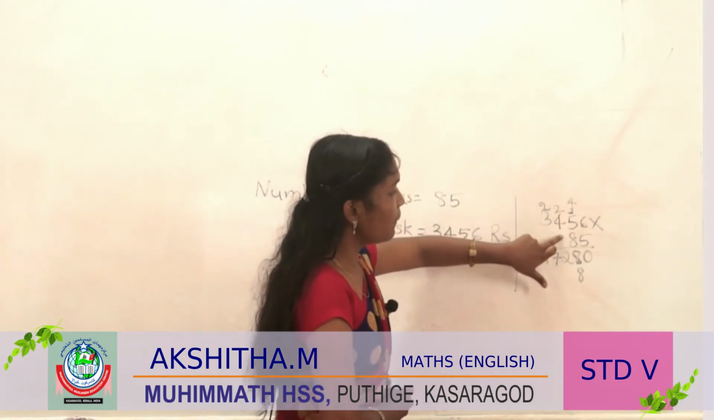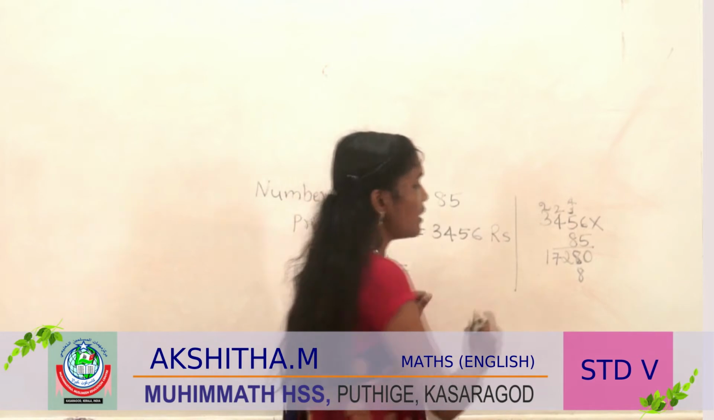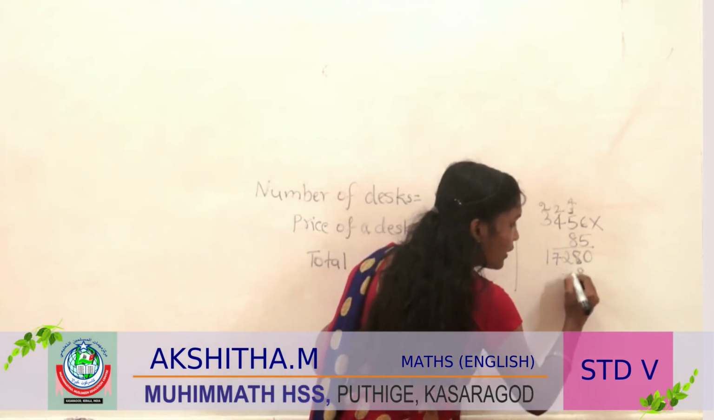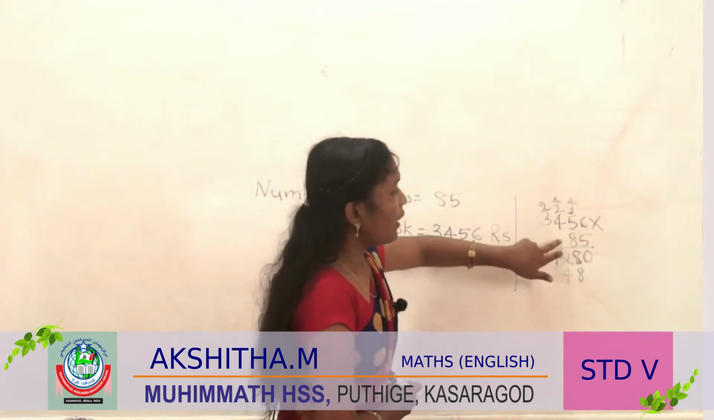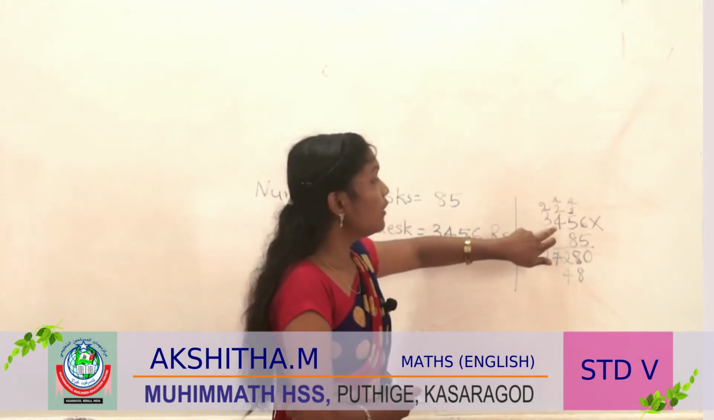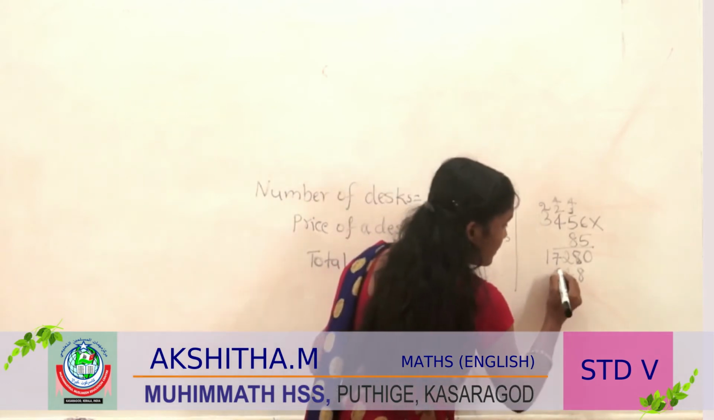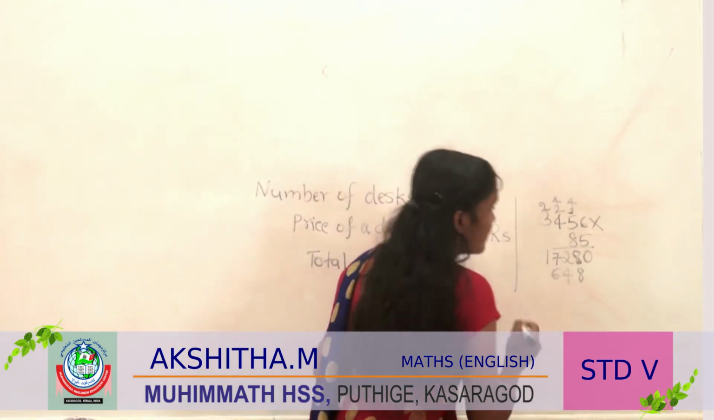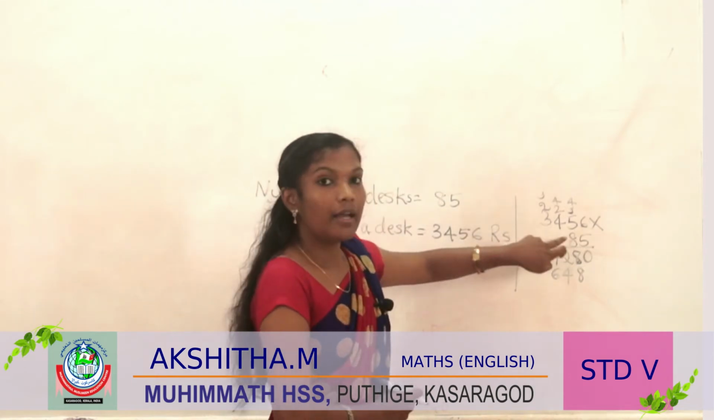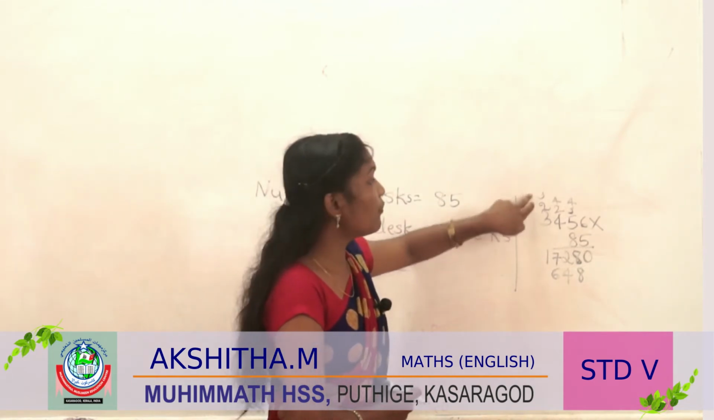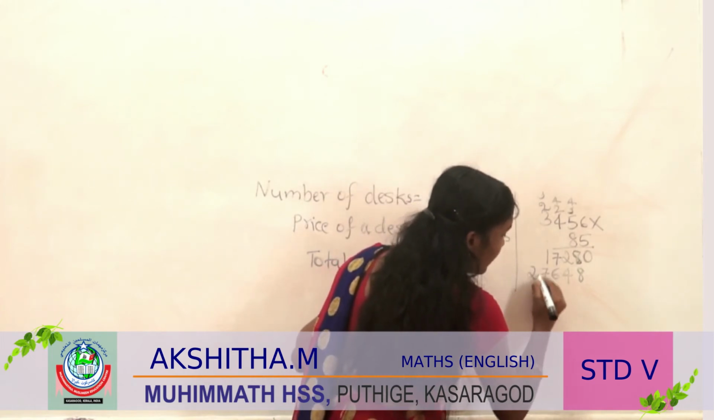8 5s are 40. 40 plus 4 is 44. So we write 4 here, another 4 here. 8 4s are 32. 32 plus 4 is 36. So we write 6 here, 3 up. 8 3s are 24. 24 plus 3 is 27. We write this here.